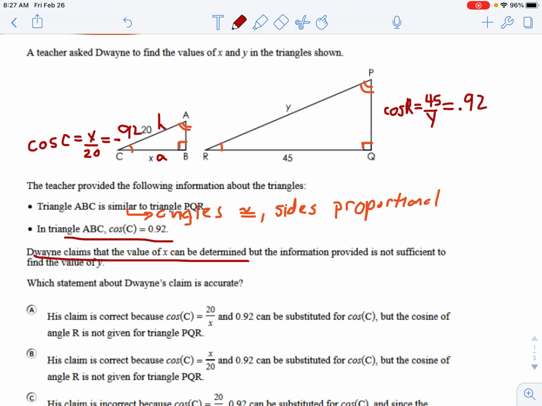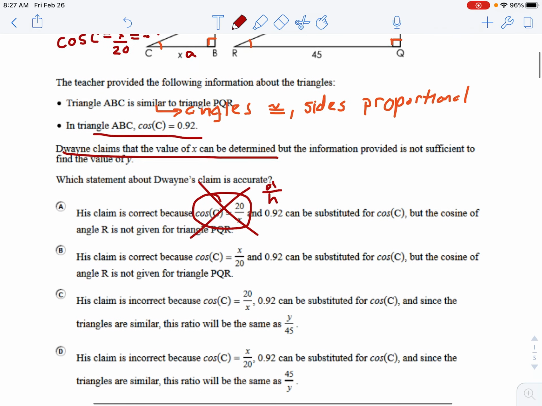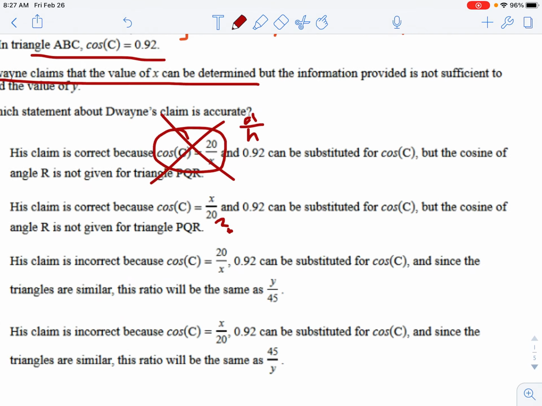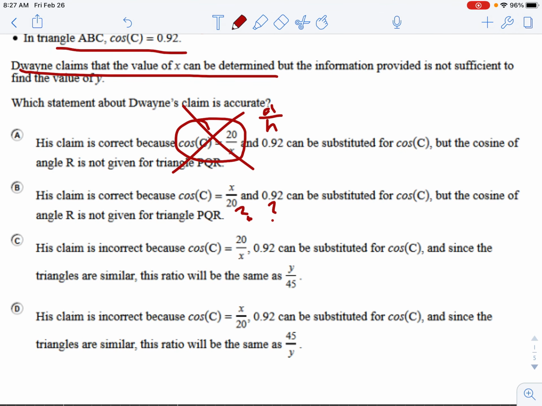He claims it is correct because cosine of C is 20 over x. Well, we already know this is wrong because cosine of C is not 20 over x, it's x over 20. It's adjacent over hypotenuse. So we already know this one's wrong because it doesn't even have the right trig function. All right. His claim is correct because cosine of angle C is x over 20 and 0.92 can be substituted for cosine C, but the cosine of angle R is not given for triangle PQR. All right, this one's a little bit in doubt. Let's put a question mark right next to that.